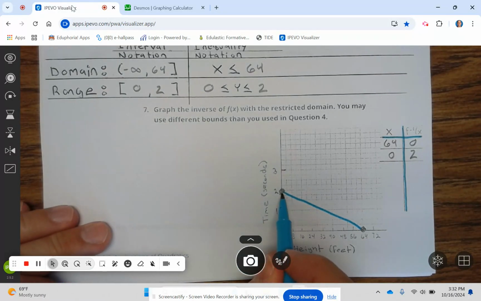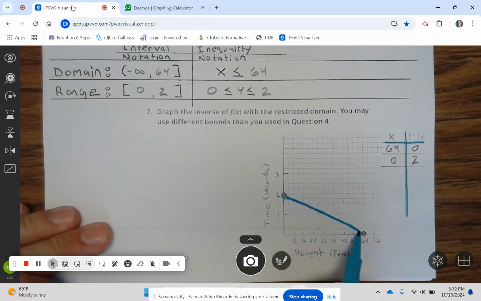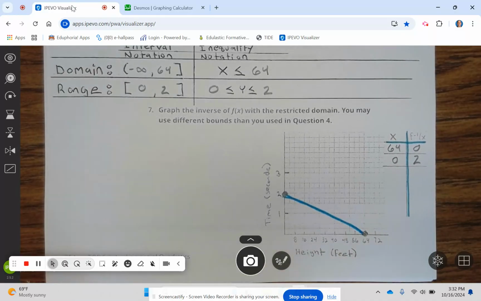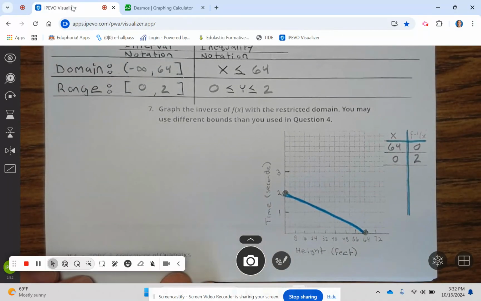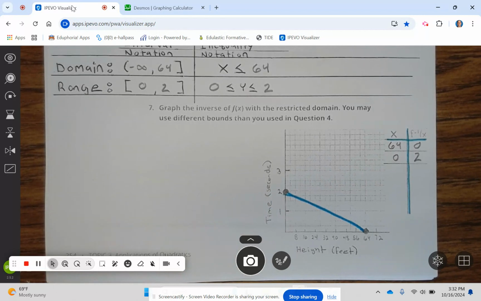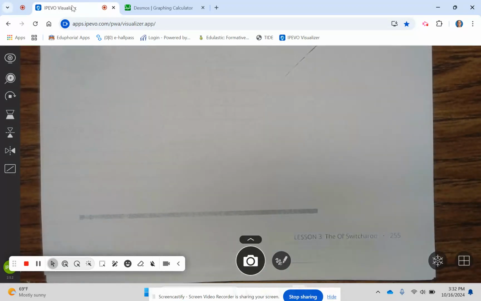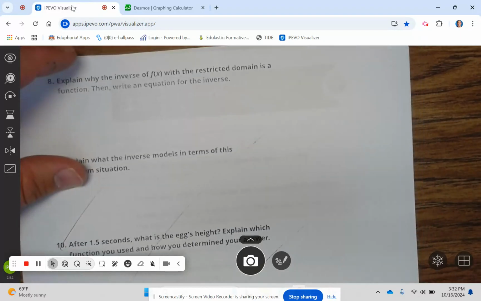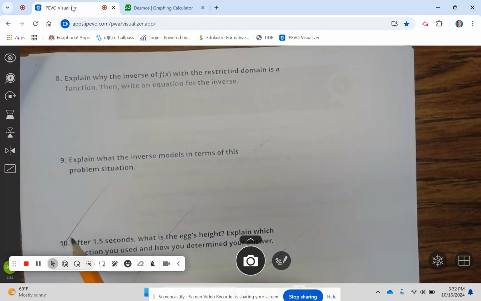All right, go ahead and update the graph and table. All right, let's take a look at the next page. Go ahead and mark out this page.